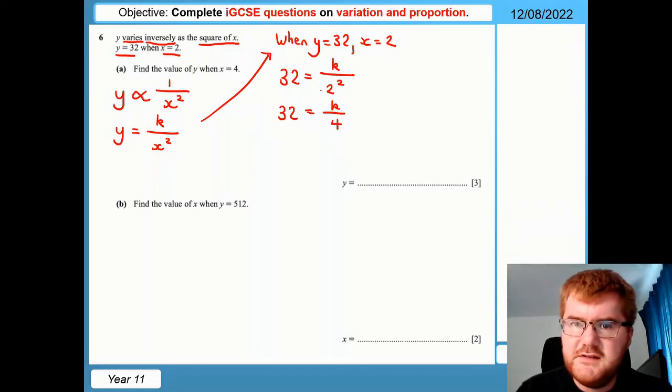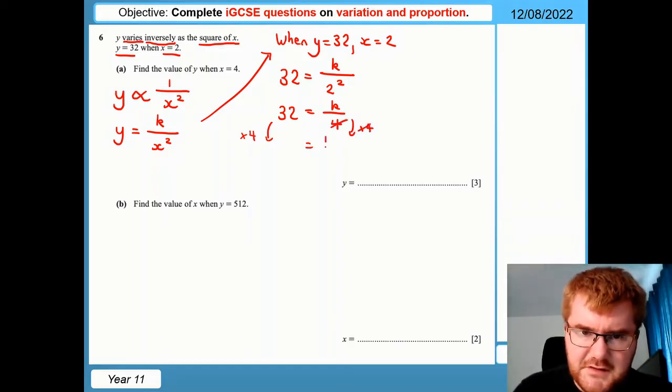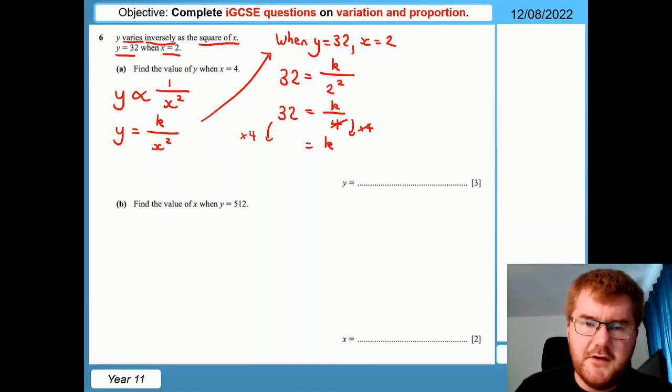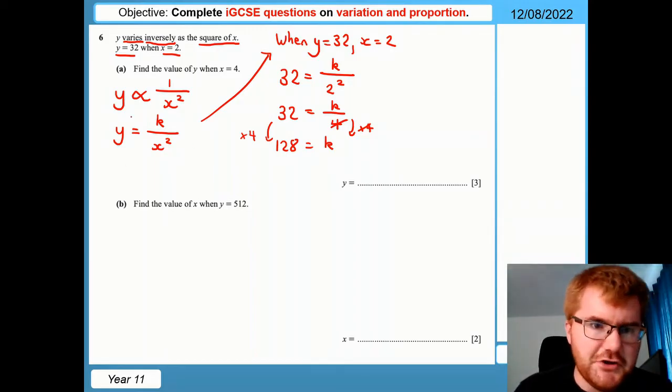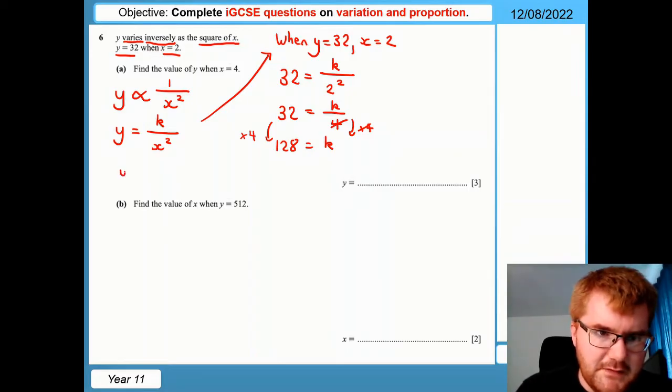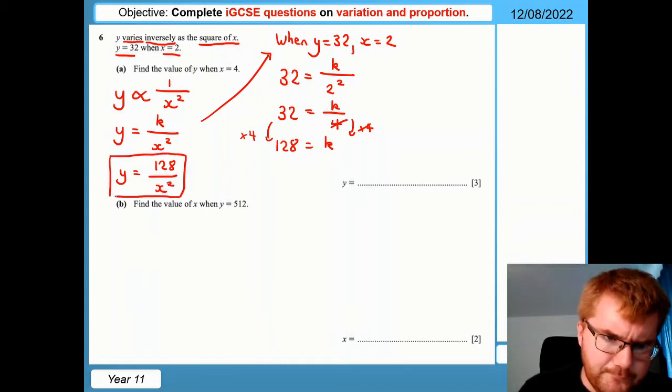So then we multiply by 4 on both sides. If we do that, that cancels. We're left with just k. And then we just do 32 times 4, which is equal to 128. So the formula we're going to use from now on in this question is this one here, but we're going to replace the k with 128. So we're going to be using this formula, y equals 128 over x squared, for the remainder of the question.